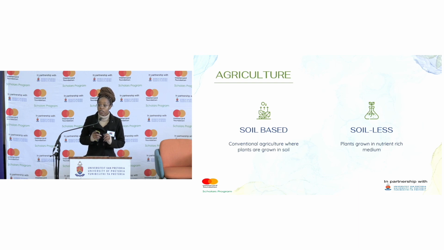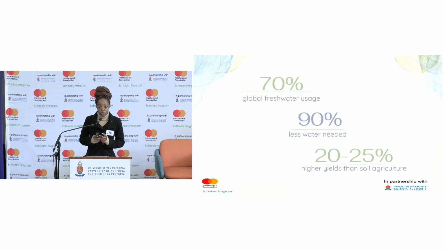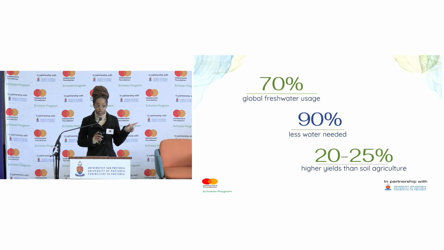Hydroponics has gained increased traction over recent years because it is friendlier to the environment. And I will prove this to you by showing you some stats. Soil agriculture takes up to 70% of global freshwater usage, whereas it takes 90% less water to grow a single plant hydroponically than is needed to grow the same plant in soil.